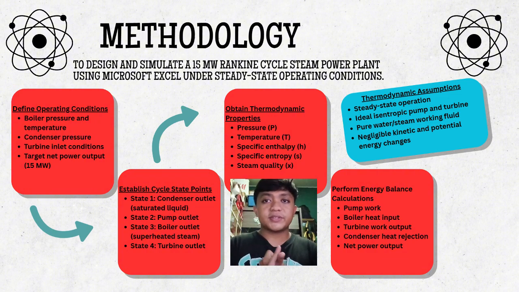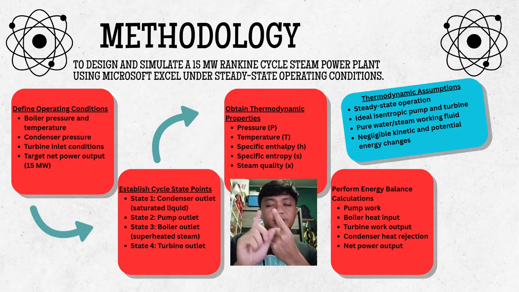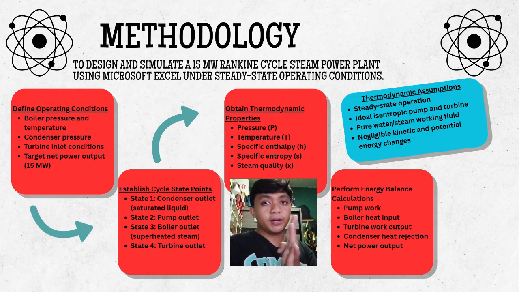Next is to establish the cycle state points: state 1 is the condenser outlet, which is saturated liquid; state 2 is the pump outlet; state 3 is the boiler outlet; and state 4 is the turbine outlet. The state 3 boiler outlet, however, is superheated steam, as in the Rankine cycle itself. Number 3 is to obtain thermodynamic properties: pressure, temperature, specific entropy, and steam quality, X. And lastly is to perform energy balance calculations: the pump work, boiler heat input, turbine work output, condenser heat rejection, and the net power output itself.